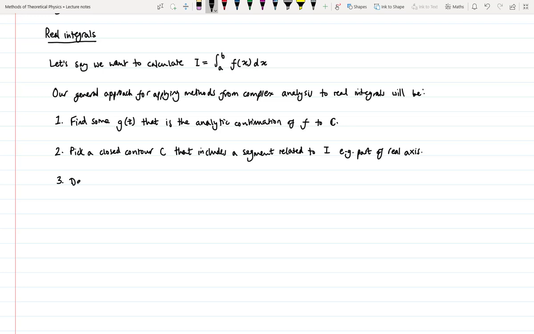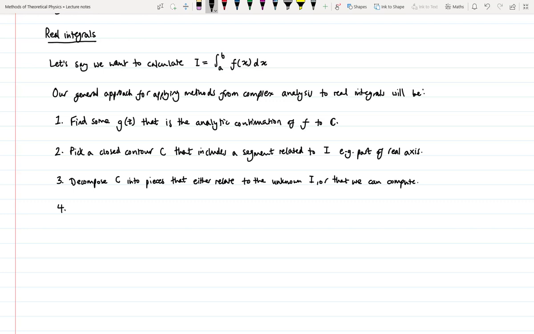The next step is to decompose the contour C into pieces. So separate it up into constituent paths that either relate to the unknown I or that we can compute. It might be some standard integral that you can look up.